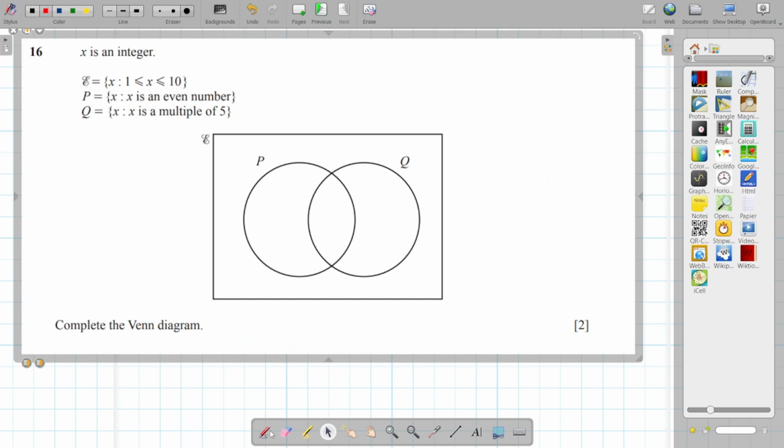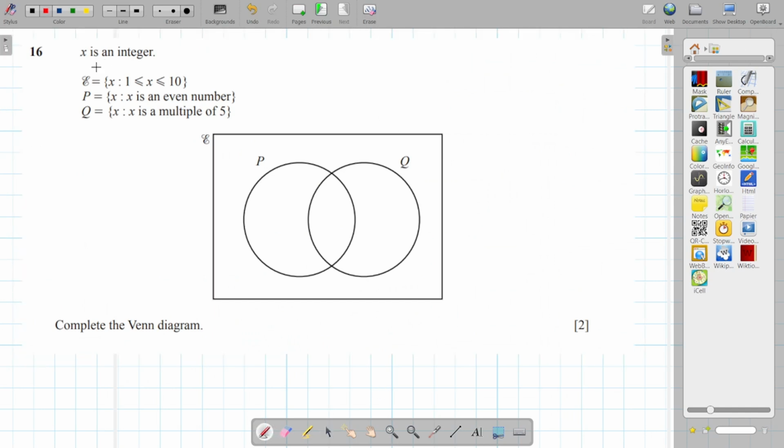For question 16, they're saying x is an integer. Then they're saying the universal set is all numbers between 1 and 10. And then they're saying P is the set of all even numbers that are between 1 and 10. And Q is all the multiples of 5, which are also between 1 and 10. What I like to do is, when they say complete the Venn diagram, I don't start with the universal set, I start with P and Q.